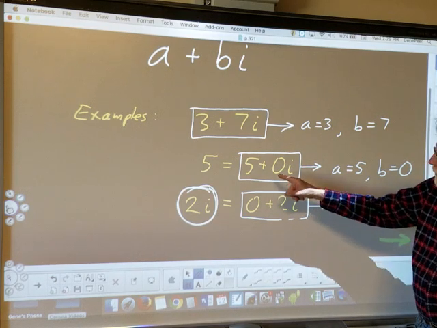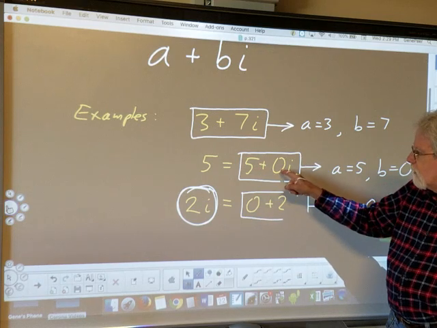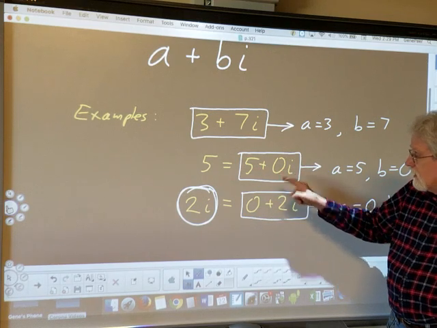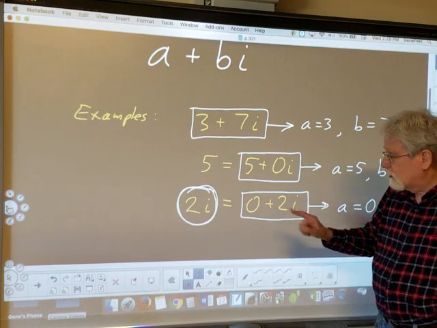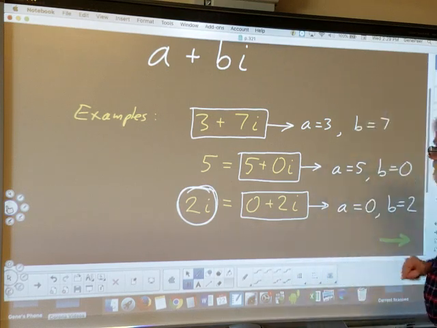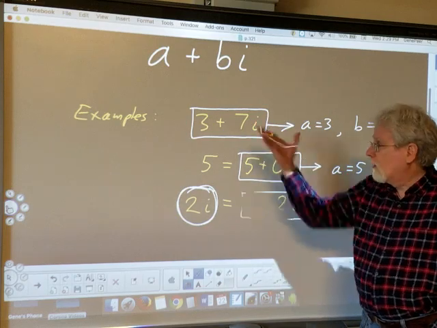Notice anytime you have a number in the form of something plus 0i, it's going to be a real number. But if you have something in the form of 0 plus something i, it's going to be a pure imaginary. This guy is a mixture of the two. They're all complex.